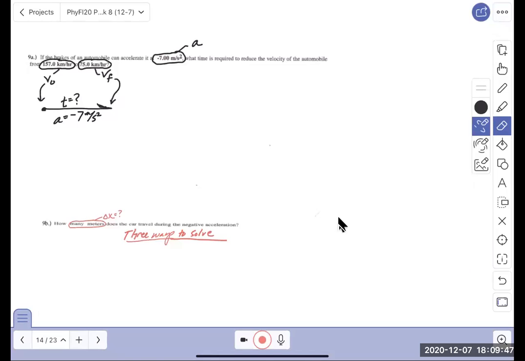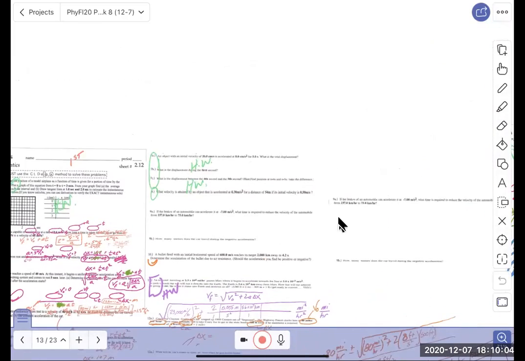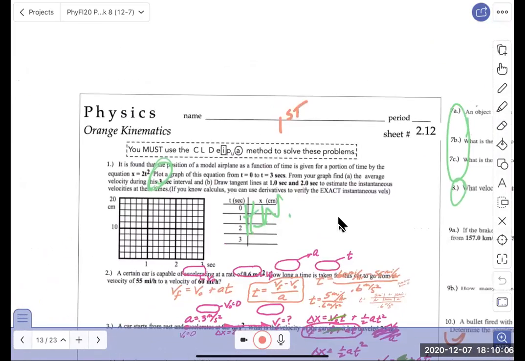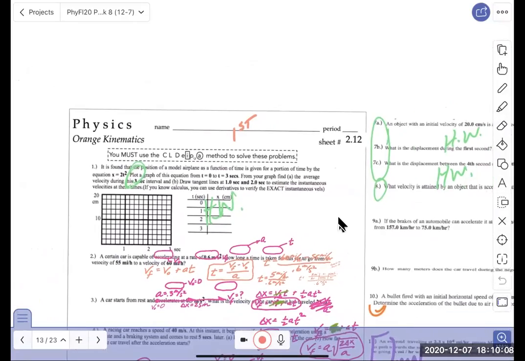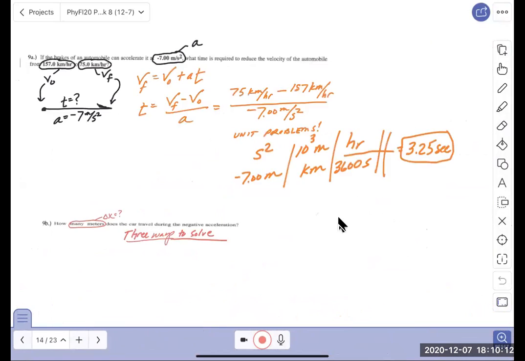This is sheet number 2.12. So maybe it'll be different, probably in 2021 it'll be somewhere in packet 3. It's the sheet that's called Orange Kinematics. You must use the CLDPA method to solve. So that's the one I'm on.